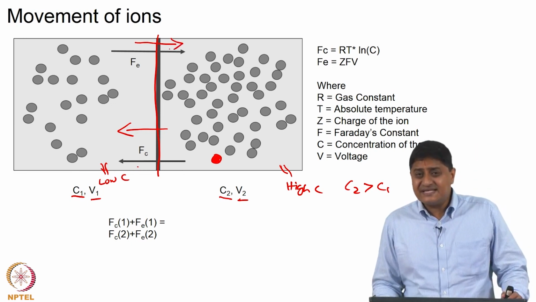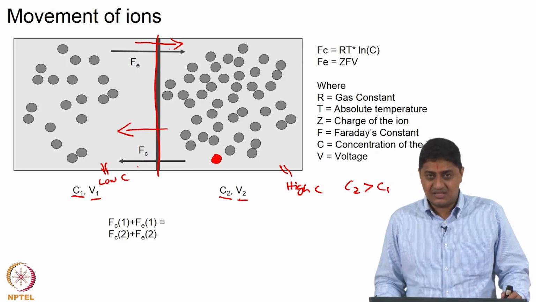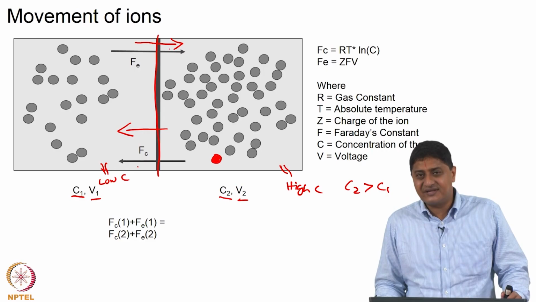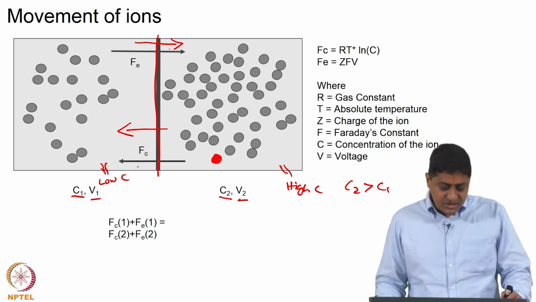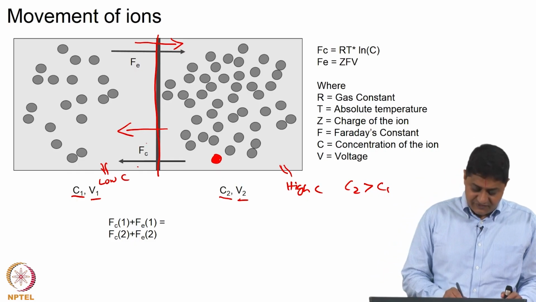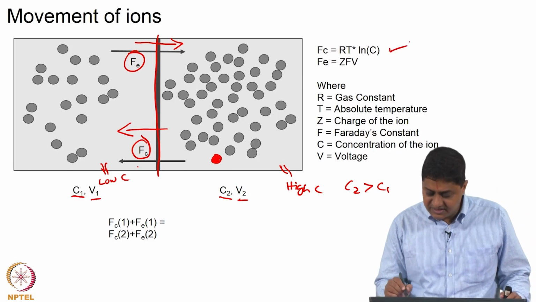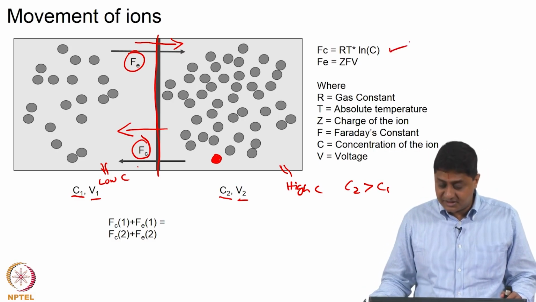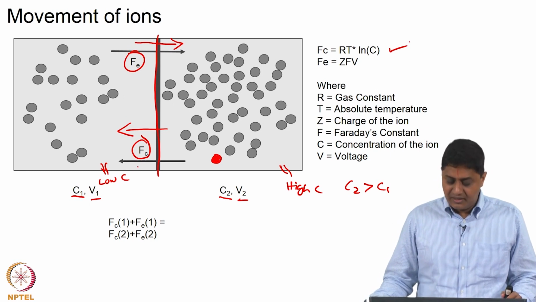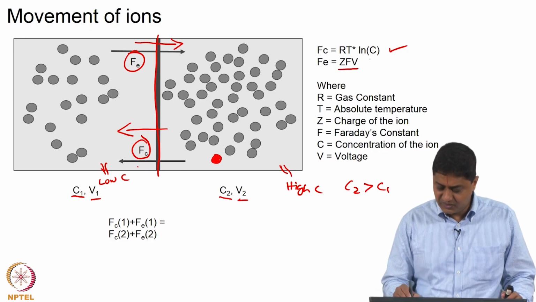Now, the question is: is it possible to develop a relationship such that we are able to compute the point at which the balance occurs, or the electrochemical equilibrium is achieved? Can I somehow compute this? It turns out that it is possible for me to develop expressions individually for each of these forces Fc and Fe, and these are already known. This is the force due to the concentration gradient, that is RT ln C, and the force due to the potential gradient is ZFV. Right.